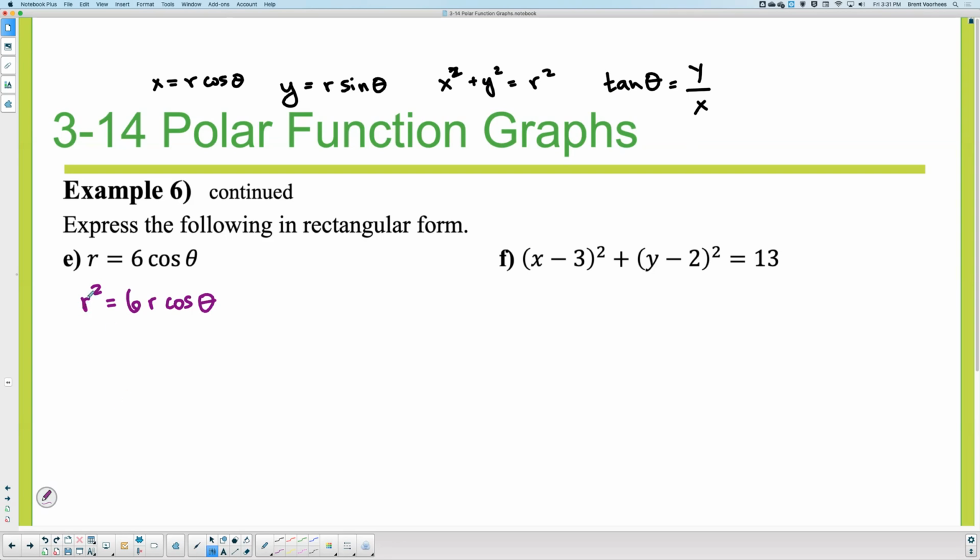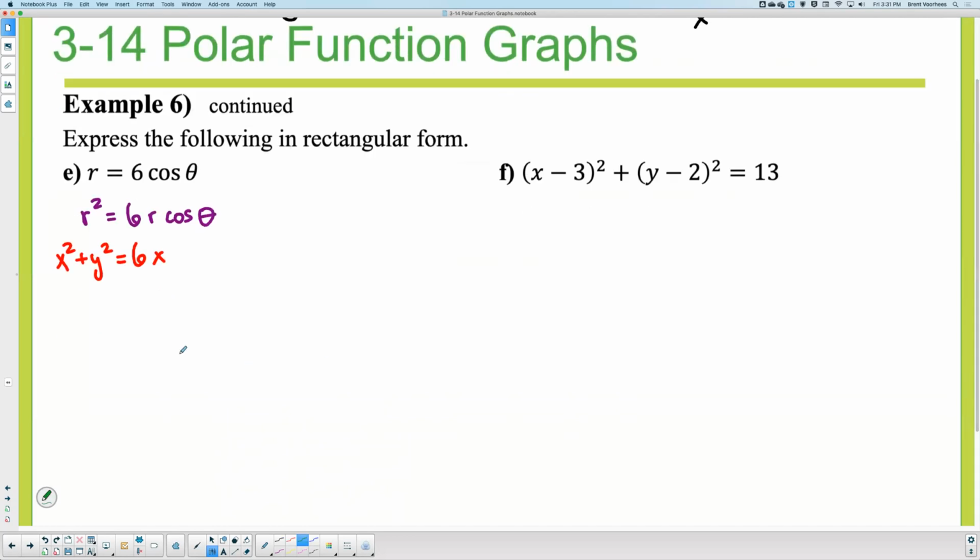Now, why do I do that? What happens with the r squared? That r squared, I can make that x squared plus y squared equals 6, and then the r cosine becomes x. Now, typically this isn't how you would leave it in rectangular form. You would need to complete a square, which is unit 4. What I would do is x squared minus 6x. I'd subtract 6x from both sides.